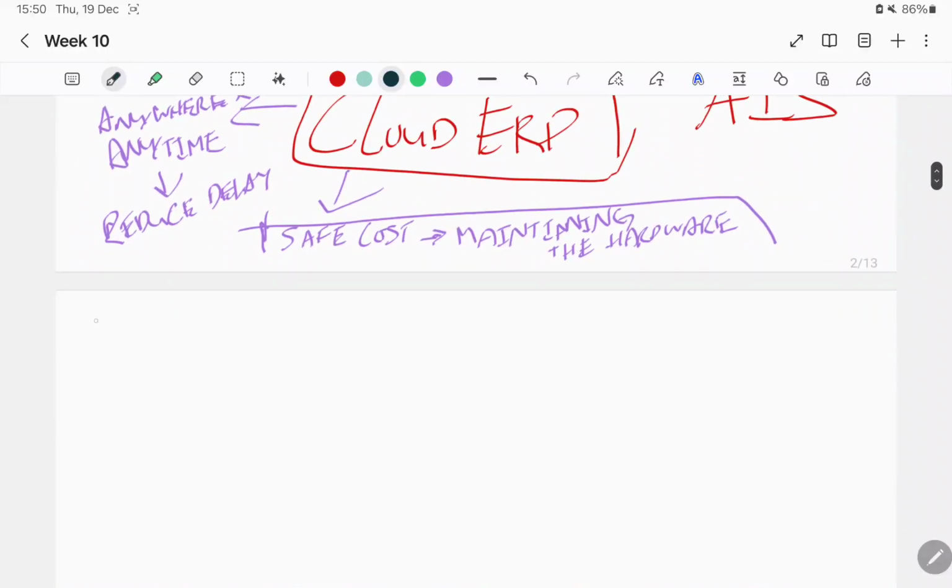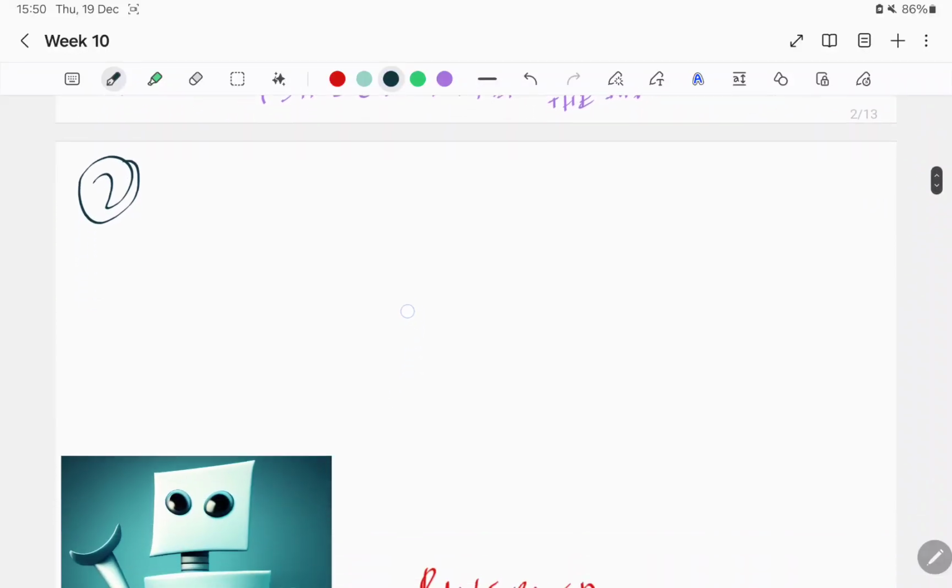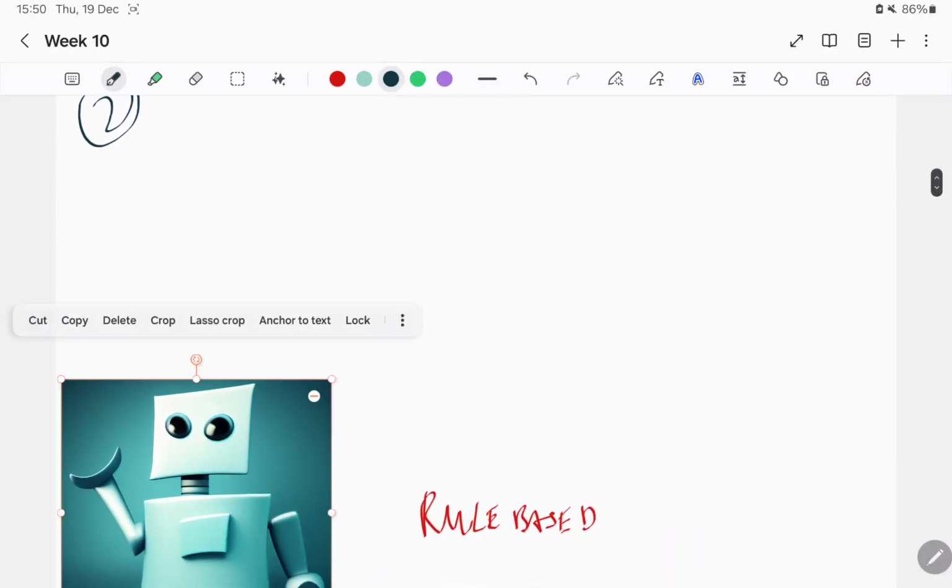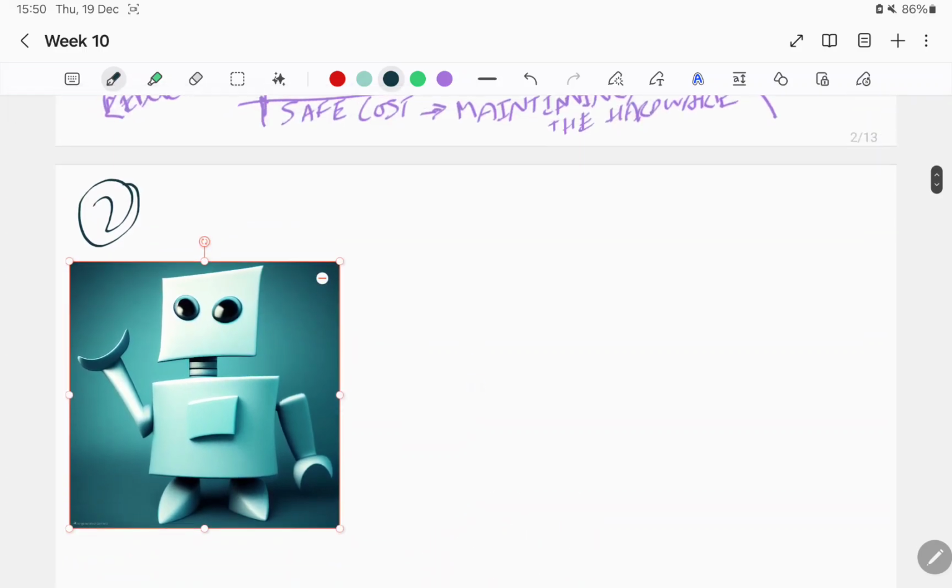Okay, we have the second one, which is this one. What is this? Robot. So we got this one, robot, right? System management. When we see this, I'd like to illustrate the RPA. Okay.